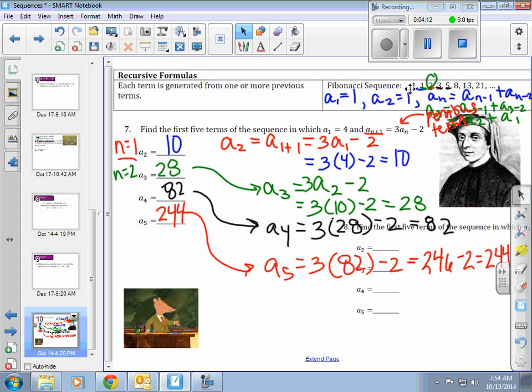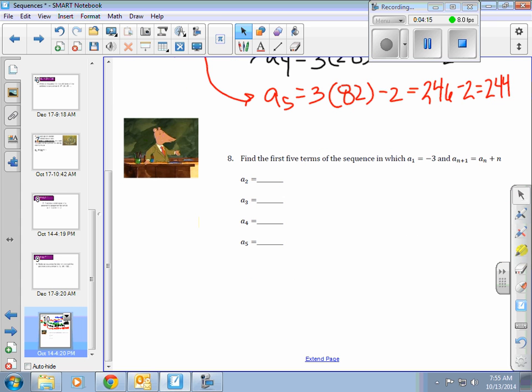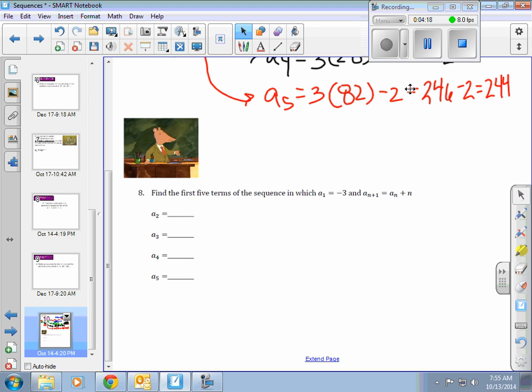We also have another example of a recursive sequence. Number 8 says find the first 5 terms of the sequence in which a sub 1 is equal to negative 3 and a sub n plus 1 is equal to a sub n plus n. Once again, we want to find a sub n plus 1, so we want that to be 2. That's when n is equal to 1. So a sub 2 is equal to a sub 1 plus 1. My a sub 1 was negative 3, plus 1, which is negative 2.